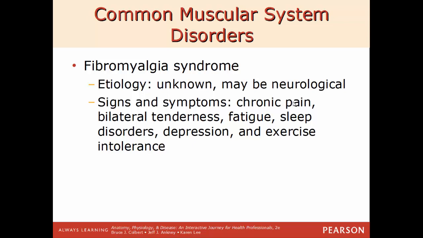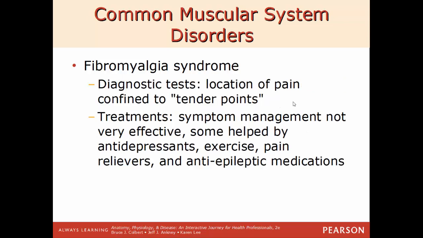Some common signs: chronic pain, bilateral tenderness, fatigue, sleep disorders, anxiety, depression, exercise intolerance. Some diagnostic tests: having location of pain that's confined to 11 of the 18 tender points that are used for fibromyalgia. Treatments: really no effective treatment, but you can manage or attempt to manage the symptoms. Antidepressants, exercise, pain relievers, anti-epileptic medicines.